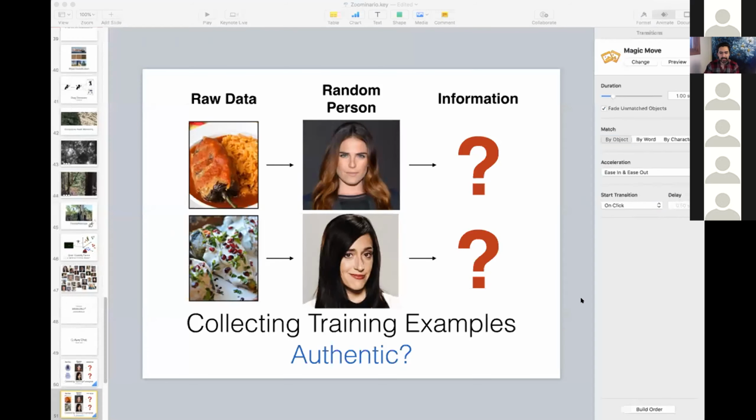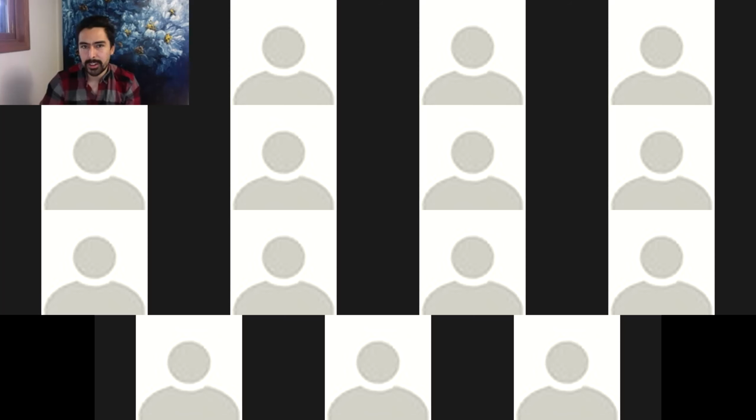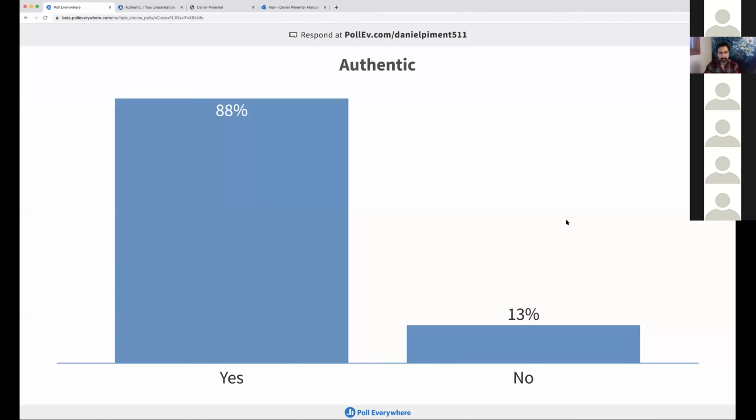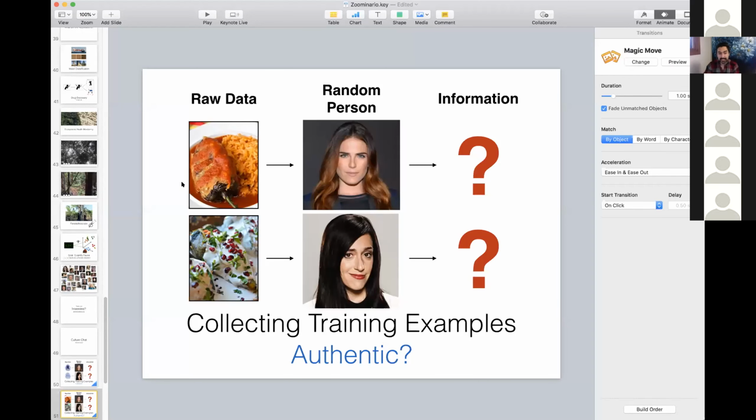Okay, let me share one so you can see what people are voting. Most people, 88% of you, said yes, this is authentic, and 13% of you said no, this is not authentic. Actually, if you asked me, I would say that this chile relleno looks pretty authentic to me. So just by the majority vote, I'm going to say yes, the first one is authentic. The second, we could also vote for the second one.